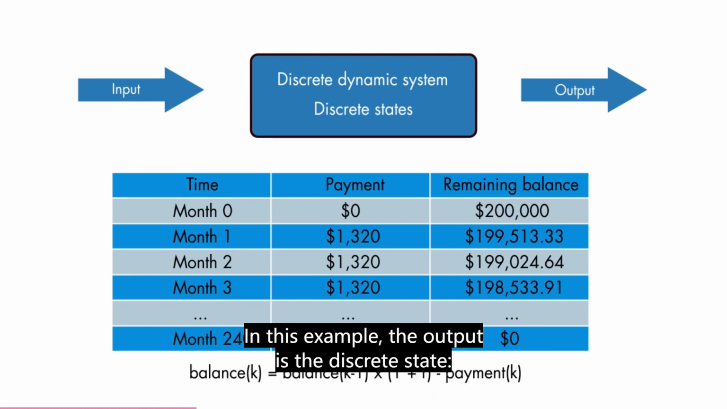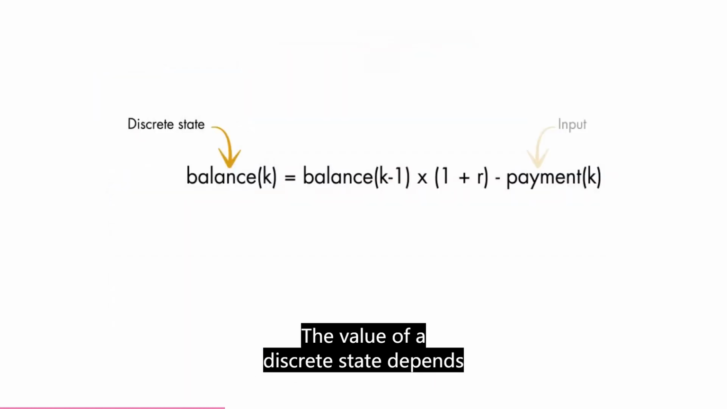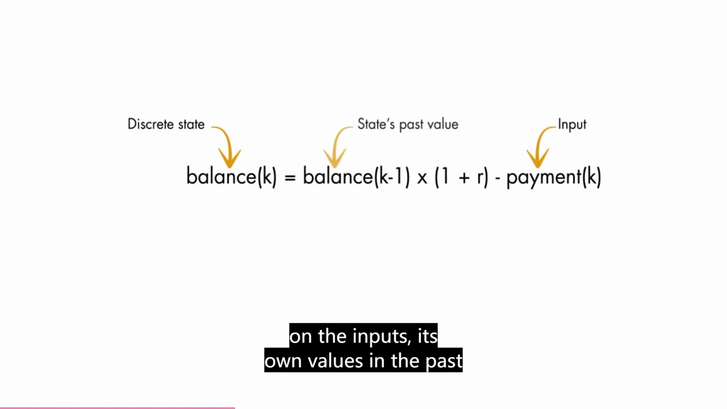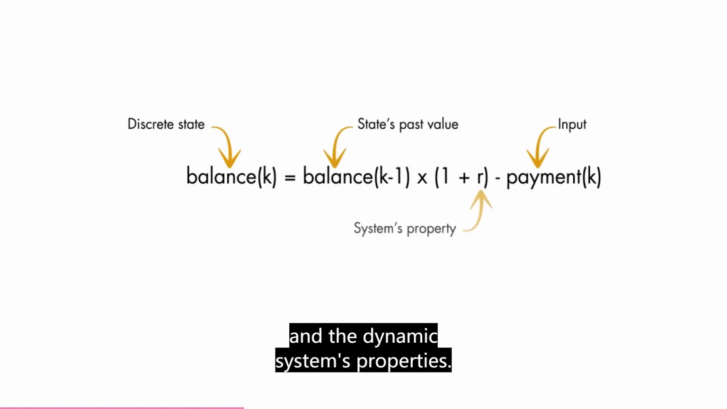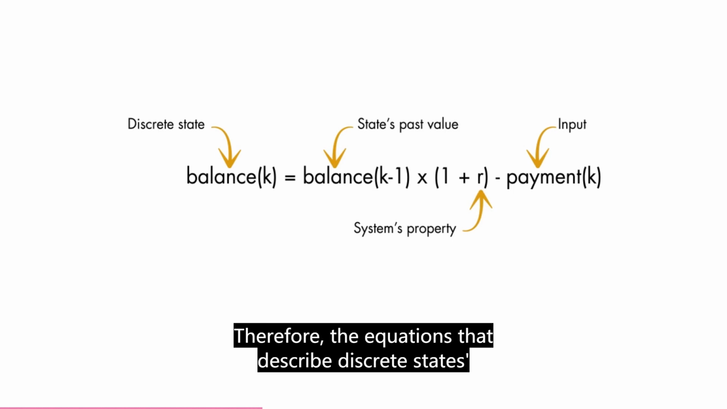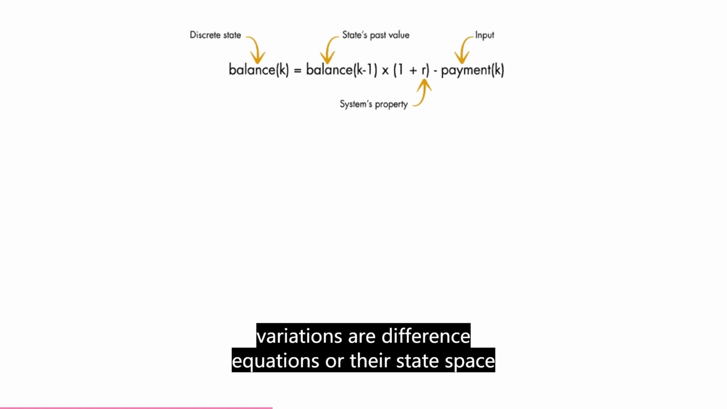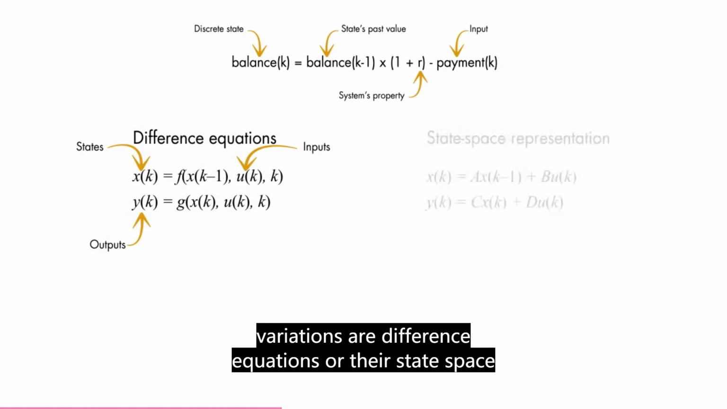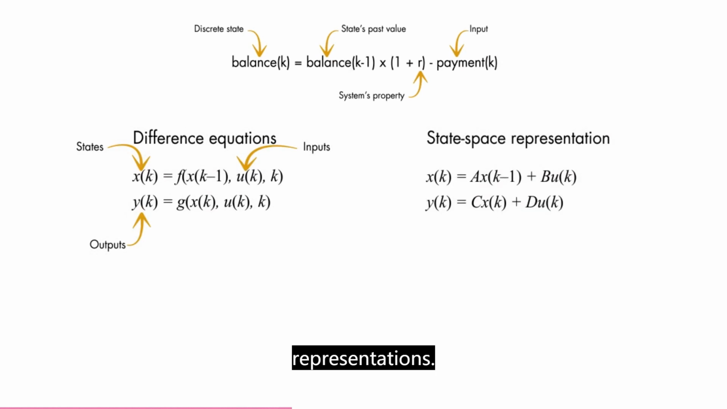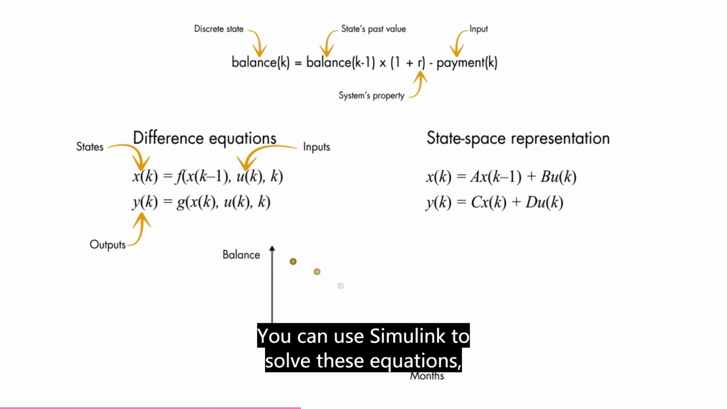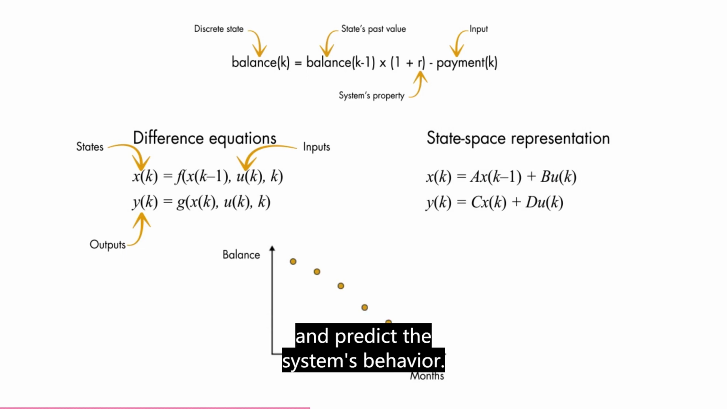In this example, the output is the discrete state, your remaining balance. The value of a discrete state depends on the inputs, its own values in the past, and the dynamic system's properties. Therefore, the equations that describe discrete states' variations are difference equations, or they're state space representations. You can use Simulink to solve these equations and predict the system's behavior.